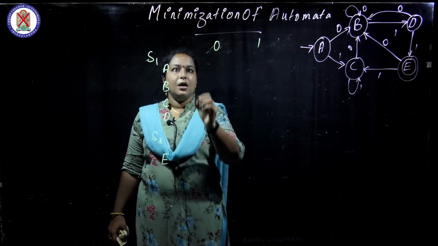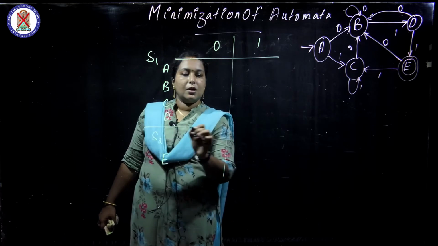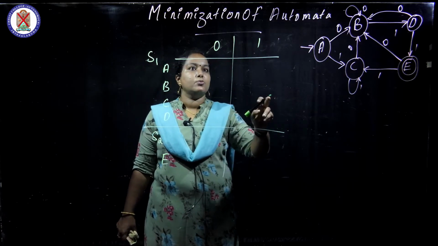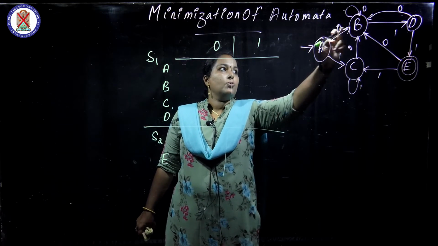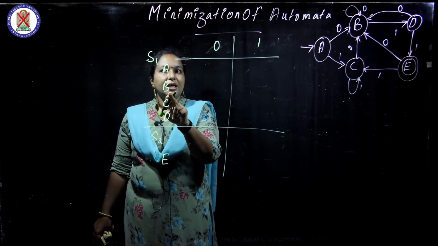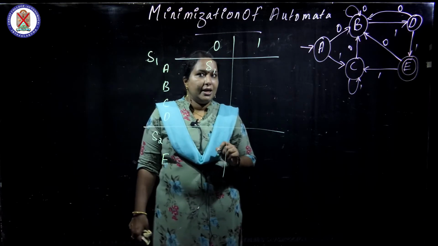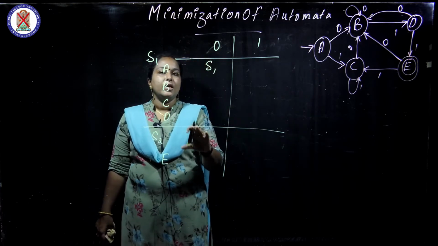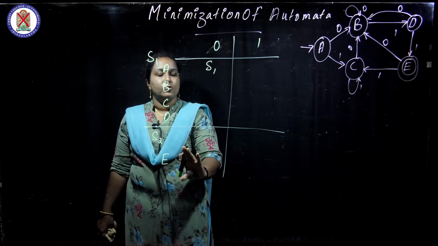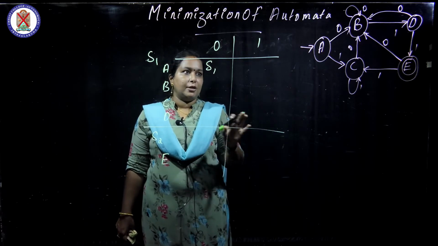0 and 1. So next we have to make the transition. Where are these going? A on 0 goes to B. B is in set 1, so I write S1. Again, I have made two sets, one for the non-final state and one for the final state, and you mark the transition table for it.